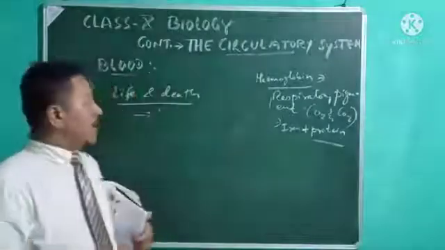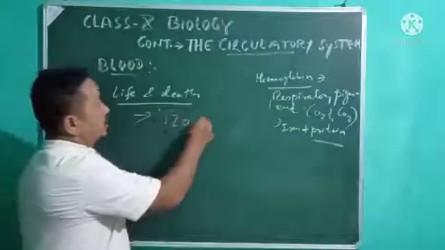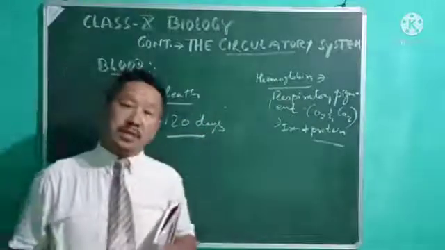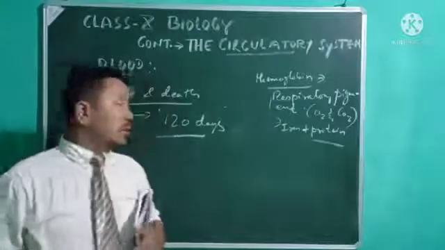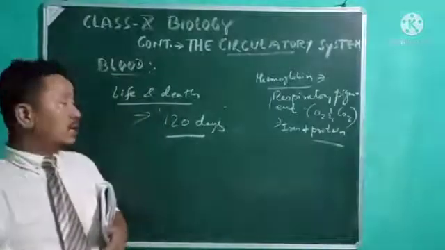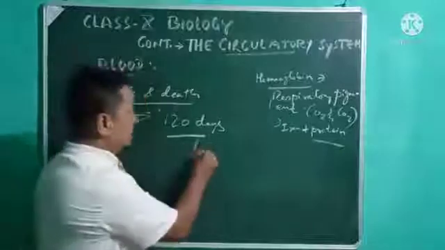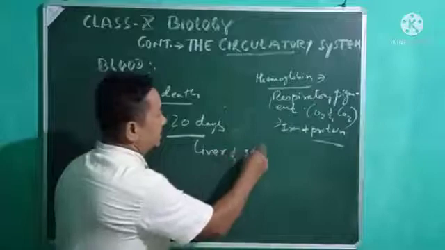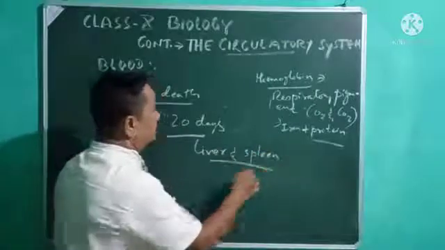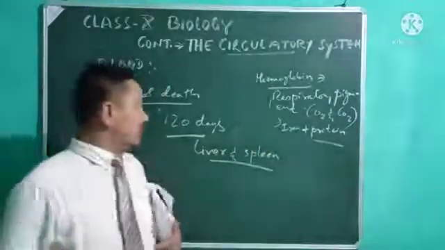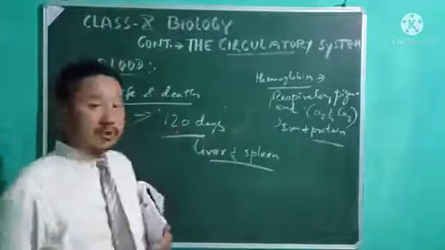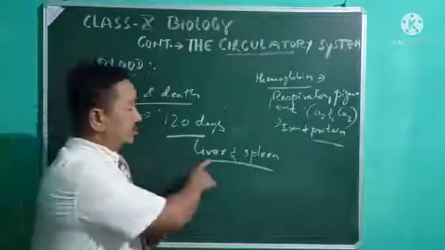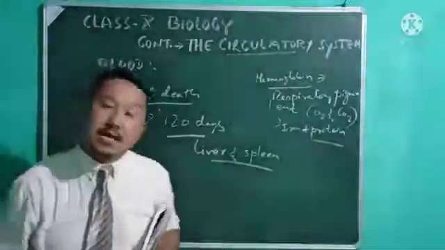Then the lifespan is only 120 days. So that means your RBC survives for 120 days. When it is old and weak, it will be destroyed in the liver and spleen. These are the organs where they die after attaining the age of 120 days. The RBCs and all those weak ones will be taken to the liver and spleen where they are destroyed.